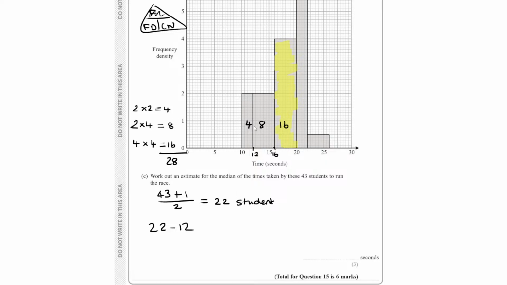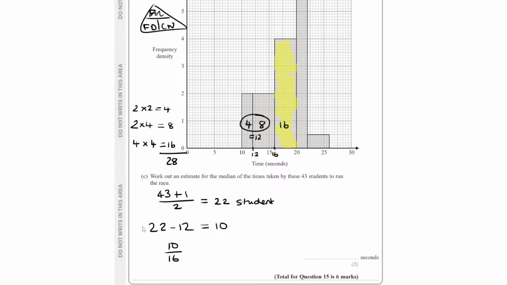22 minus the 12 other students. See how that's 12? So I'm doing 22 minus the students in the previous bars, which gives me 10. So it's 10 students into the third bar. And then out of how many students are in that bar? 16. You see how I'm just trying to create a proportion? What fraction of this bar is number 22? They would be 10 students into that bar out of all 16 students.